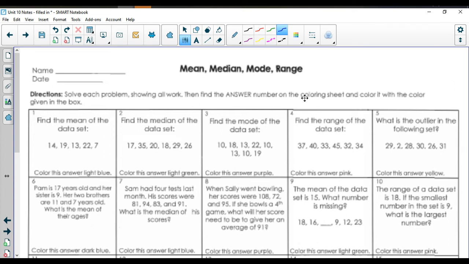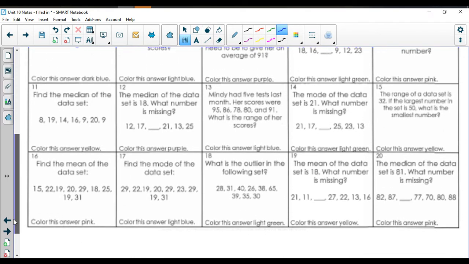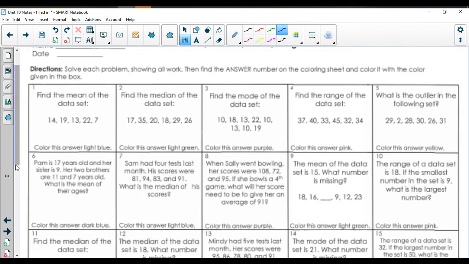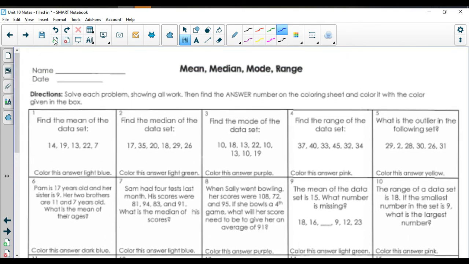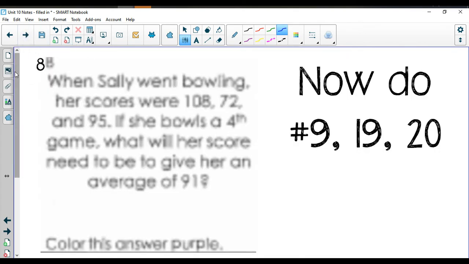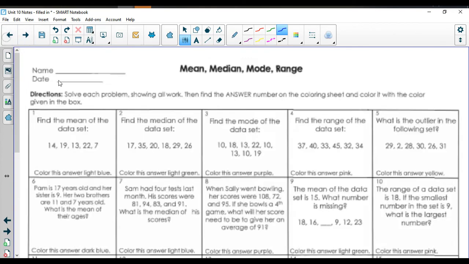The mean, median, mode, and range coloring activity has a couple questions on it that I'd like to talk to you about before you go ahead and get started. So if you look on the page, you have 20 different questions that are here, and some of them were not necessarily addressed in our basic lesson about mean, median, mode, and range. So for example, I want to start off looking at question number 8, which is right here on your mean, median, mode, and range coloring activity.